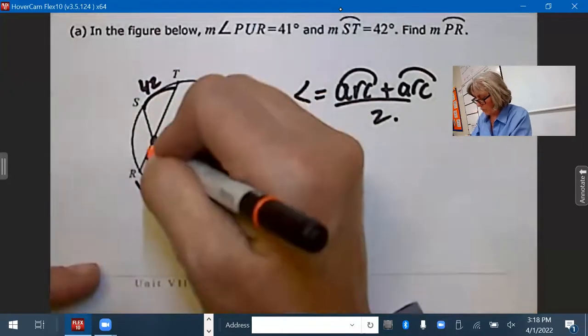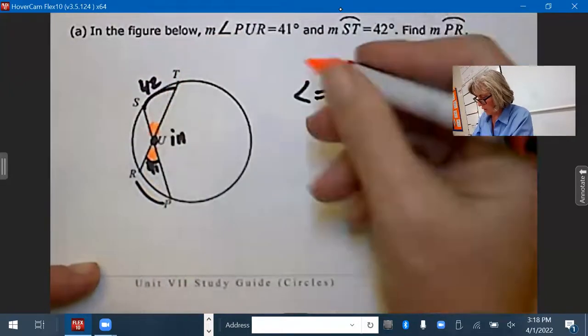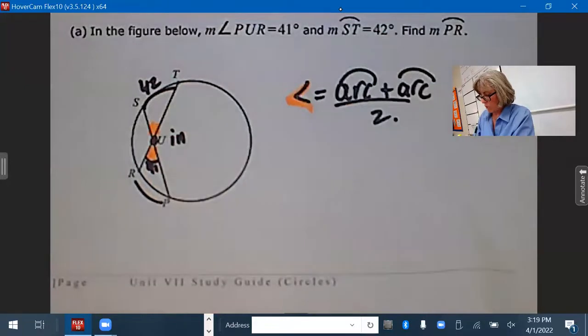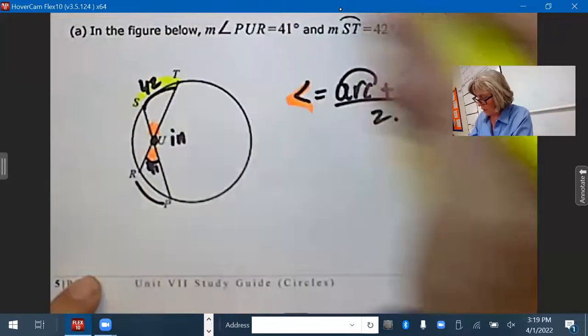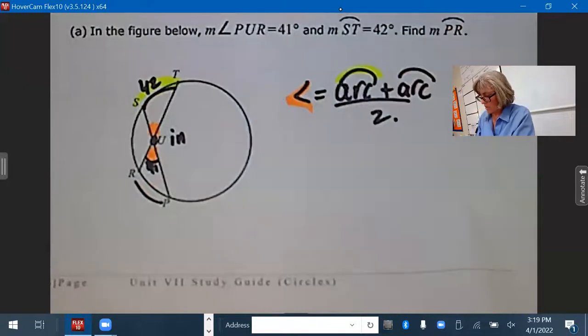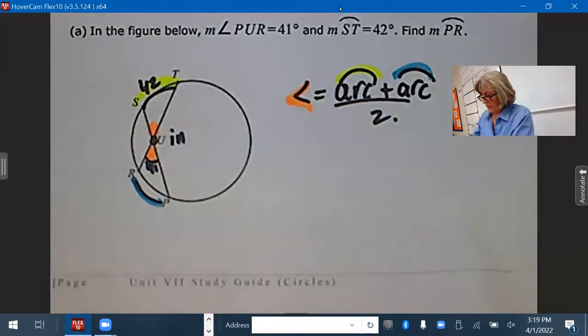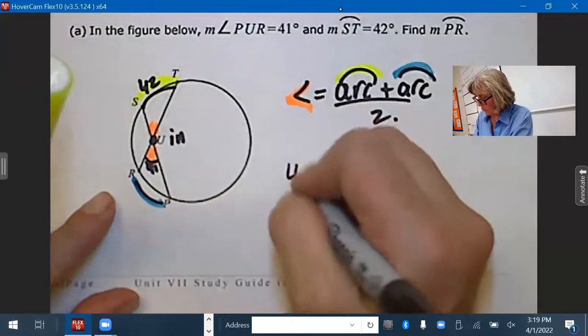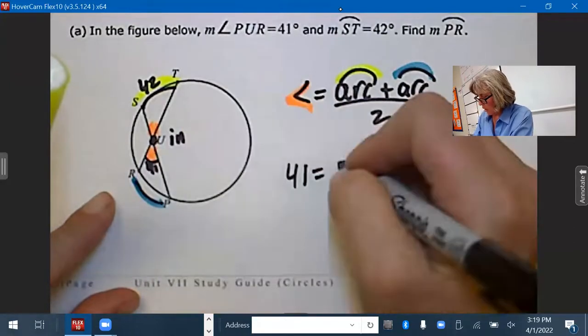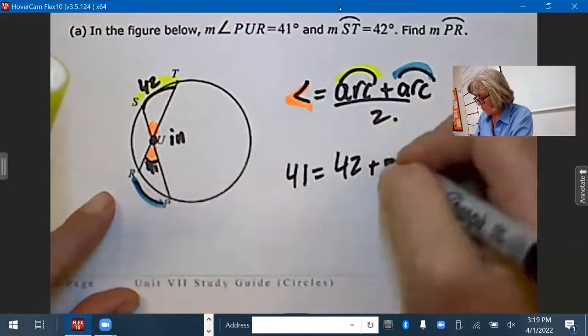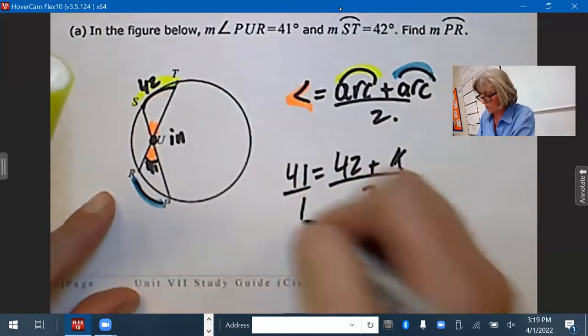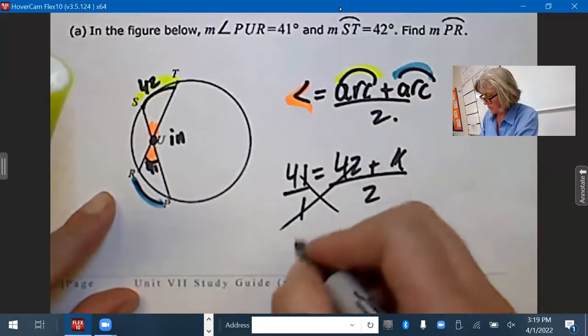Let me color code this for you. These angles, either one of them, would equal this arc plus this arc over 2. So circle, plug, chug. This is going to be 41 equals one arc, 42, plus unknown arc, we'll call it x, over 2. Cross multiply.